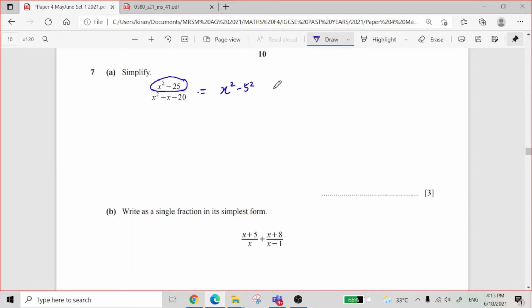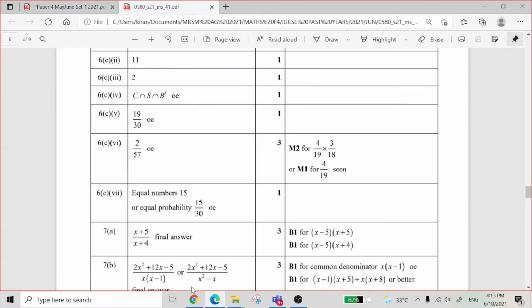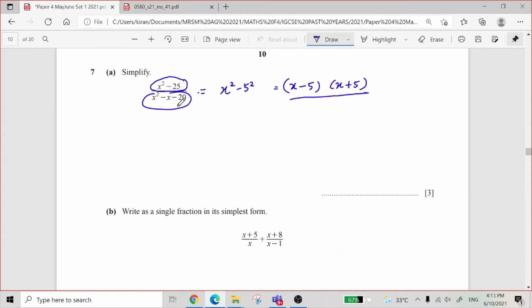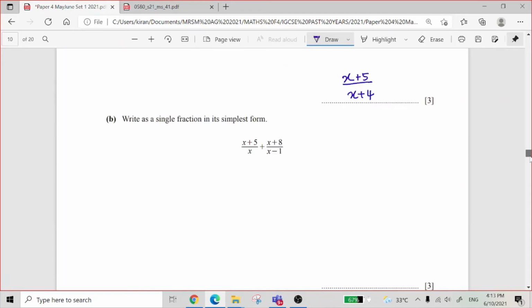So for this part we can write x minus 5, x plus 5. Okay, and then for the denominator we factorize, we get x minus 5, x plus 5 for this part, and x minus 5, x plus 5, x plus 4. Okay, so the answer will be x plus 5 over x plus 4. Okay, we'll go to question B.